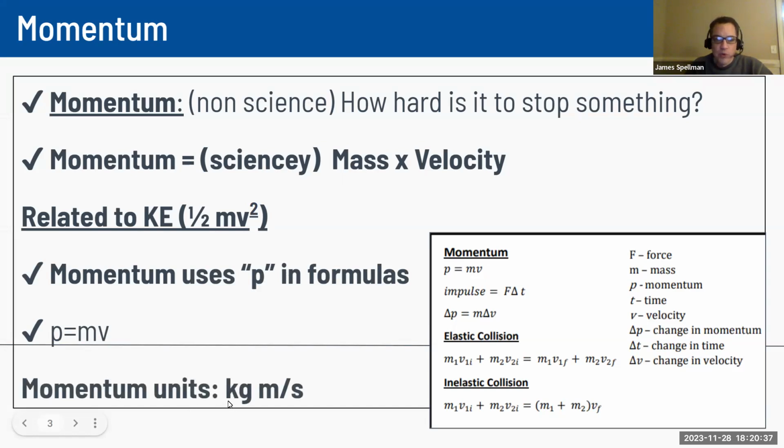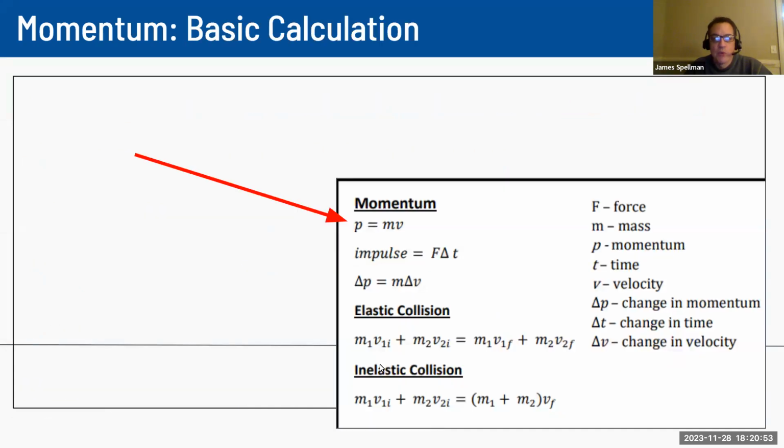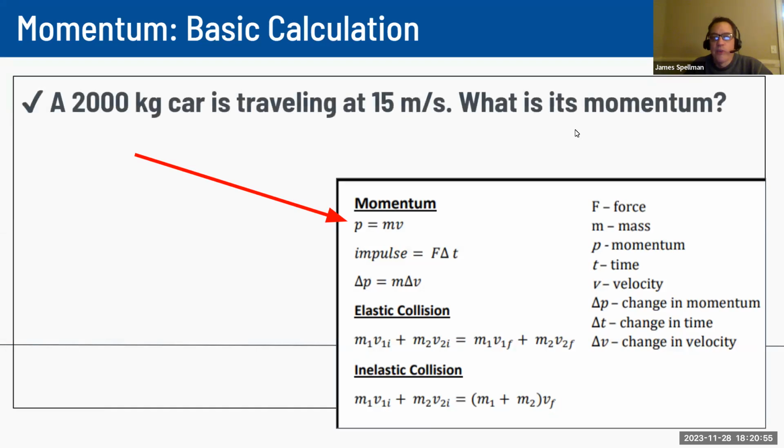Probably don't need to worry too much about momentum units. There's nothing like a Newton or a joule that we use to combine. We just put the units for mass and velocity together. Mass is kilograms, velocity is meters per second. So if you saw kilogram meters per second, that's a mass and velocity stuck together. That's your momentum.